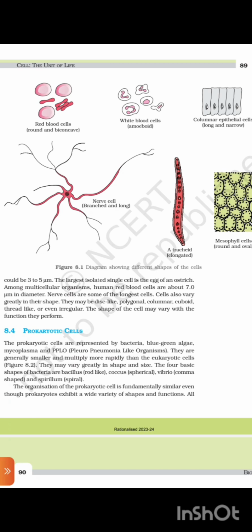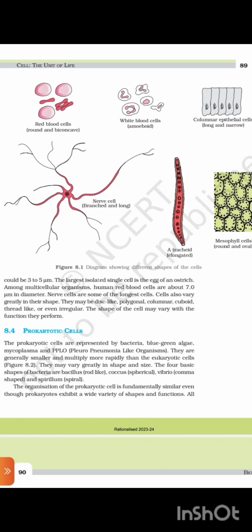Pleuropneumonia-like organisms. They are generally smaller and multiply more rapidly than the eukaryotic cell. Figure 8.2. They may vary greatly in shape and size. The four basic shapes of bacteria are bacillus, rod-like; coccus, spherical; vibrio, comma-shaped; and spirillum, spiral. The organization of the prokaryotic cell is fundamentally similar, even though prokaryotes exhibit a wide variety of shape and function.